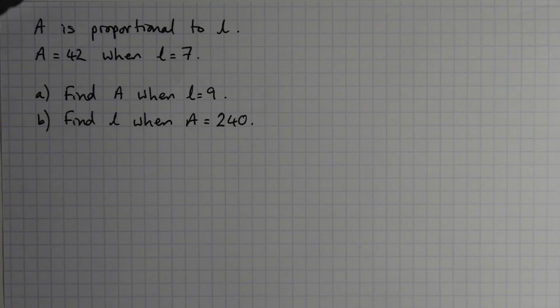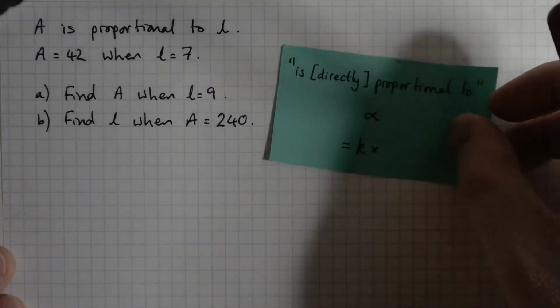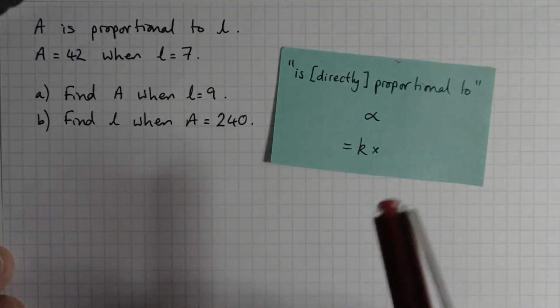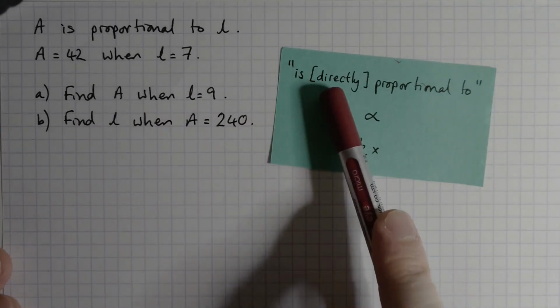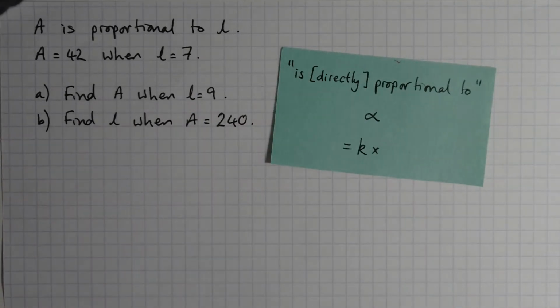So in this one, I've got that A is proportional to L. Recall, this was what I said earlier. It doesn't need to say the word directly. It normally does, but it doesn't have to. It could just say is proportional to. It doesn't need to have the word directly. But it's still the same question. Don't let that confuse you.